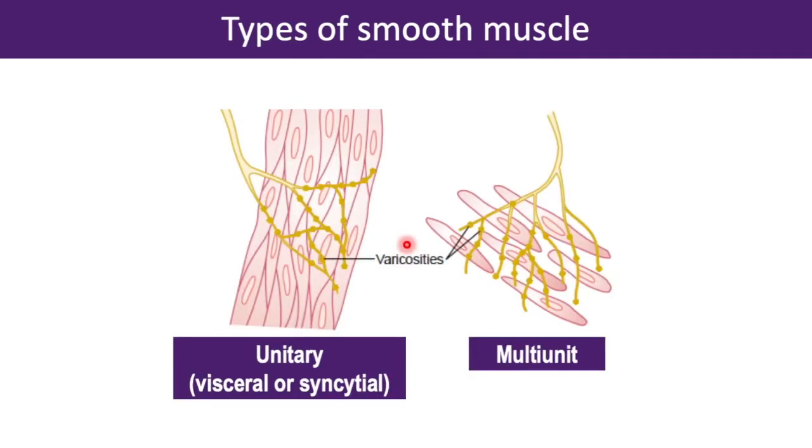There are two major types of smooth muscle: unitary, also called visceral or syncytial, and multi-unit. The axons that innervate smooth muscle do not have the typical branching end like the motor end plate of skeletal muscle, but the terminal axons have varicosities. These varicosities are filled with neurotransmitters such as acetylcholine, norepinephrine, and perhaps other substances as well. So let us look at the difference between these two types of smooth muscle.